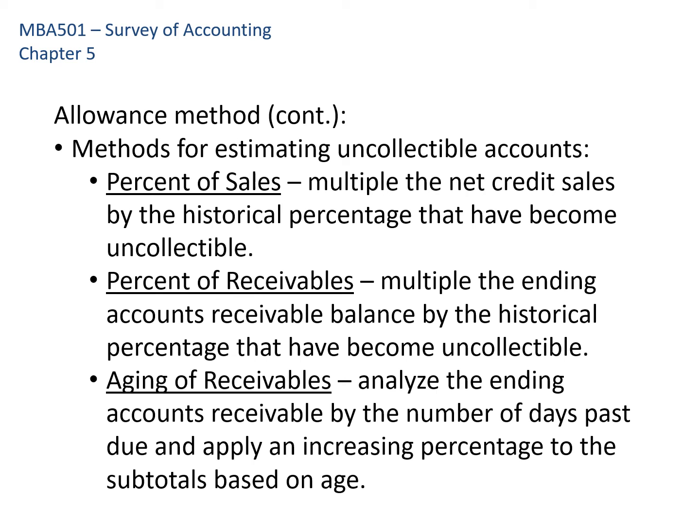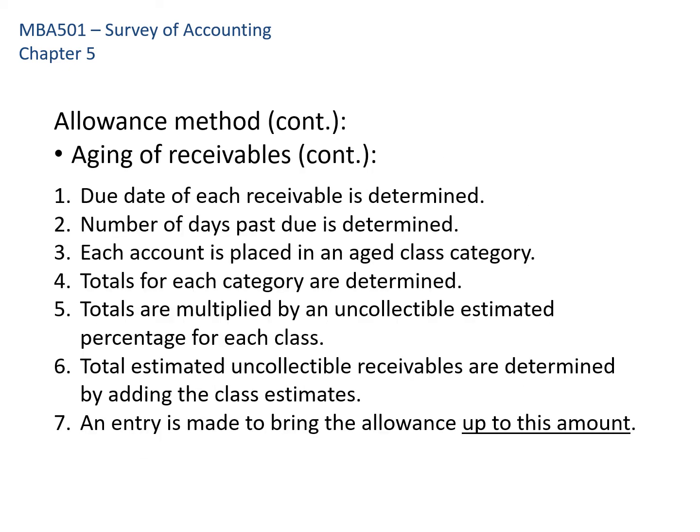The last way I want to talk about is a bit more complicated, but it's also, I think, a bit better. It's the aging of receivables. So I look at my receivables at year end and I look at the health of those receivables and I make my estimate based on how healthy the receivables are. Healthy receivables are all within terms, nothing is past due. Unhealthy receivables would be a lot of them are past due. So I create what's called an aging.